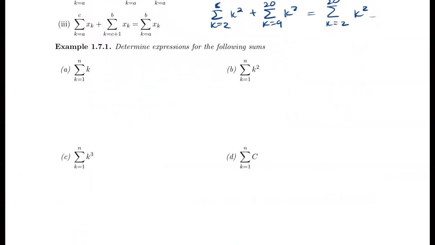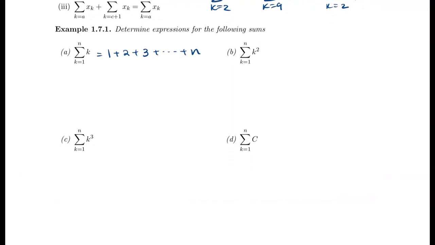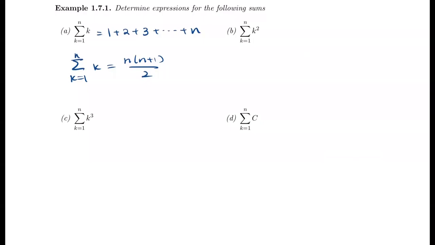So let's say we want to determine the expressions for the following sums. For the first one, we're going from 1 to n. This is actually just going to be 1 plus 2 plus 3 plus so on until you get to plus n. However, there's actually a direct formula for this. One that you would actually know about is that this formula is just going to be given by n times n plus 1, all divided by 2. So that's the formula for the sum of all natural numbers.